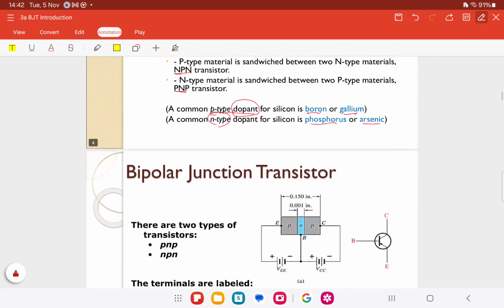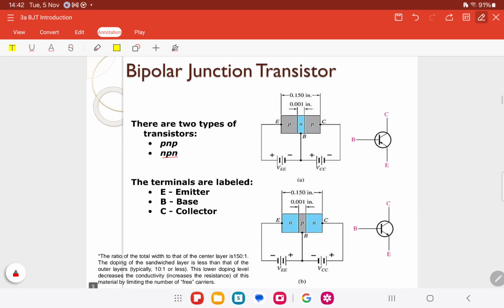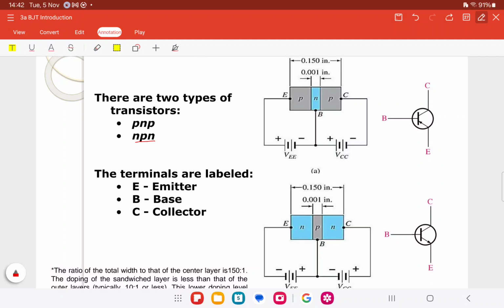And this is symbol for the BJT. Dia ada 2, PNP and NPN. So dia ada 3 pins. Beza dia, if here, yang ni adalah PNP. So ini bezanya. Okay, apa beza?